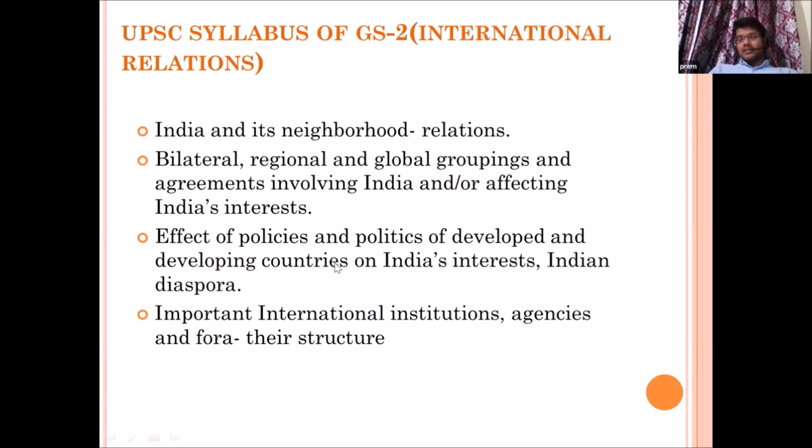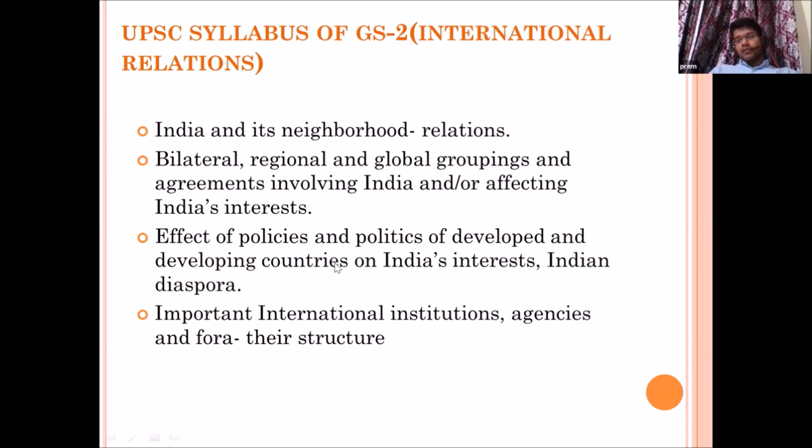Similarly, developed countries. For example, let's say we take America. America has this new policy of America First doctrine. So what does that mean? How does that impact on India? So that falls under effect of policies. So that is how we'll deal with the third component.